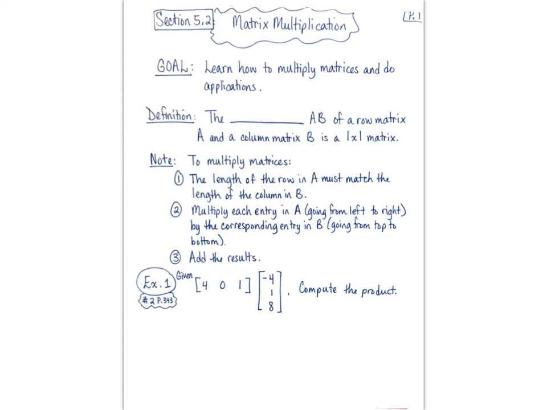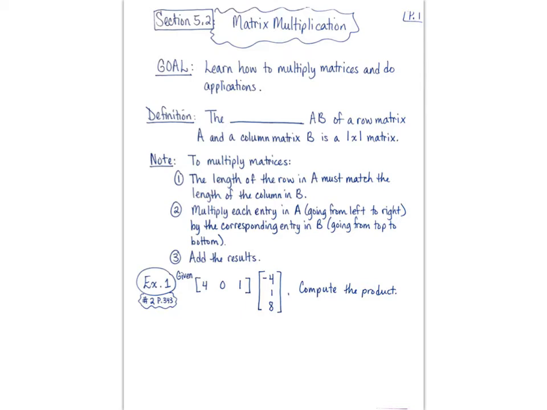All right, so in section 5.2, we're going to learn about matrix multiplication. So here, we want to multiply matrices. We've already learned how to add them, subtract them, multiply them by scalar multiples, but now what we want to do is take two matrices and multiply them together. Okay, so that's our goal.